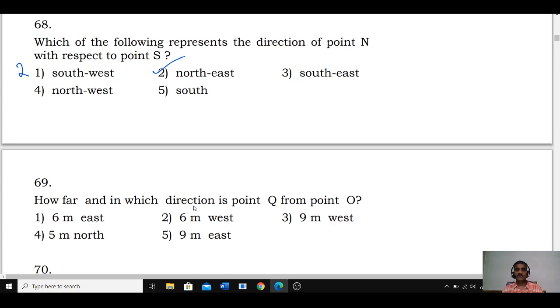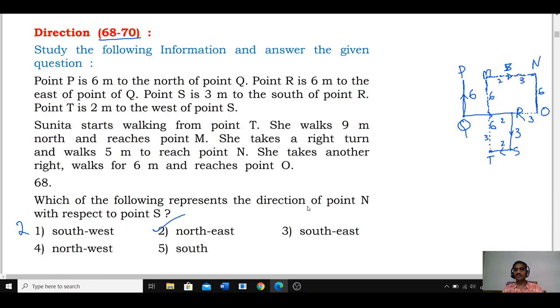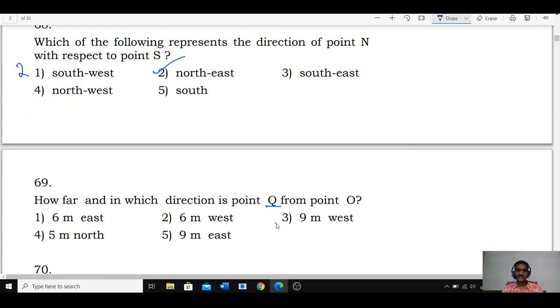Then 69. How far and in which direction is Q from point O? From O, if you count like this, 3 plus 2, 5, and what is the total distance we have? 6. Out of this 6, this is 2, this will be 4, isn't it? And 3 plus 2, 5 plus 4, 9. 9 meters to the west, that is given in choice 3, 69 choice 3.